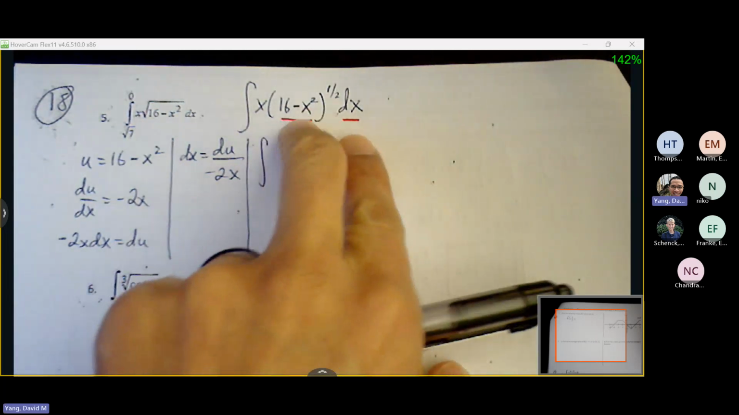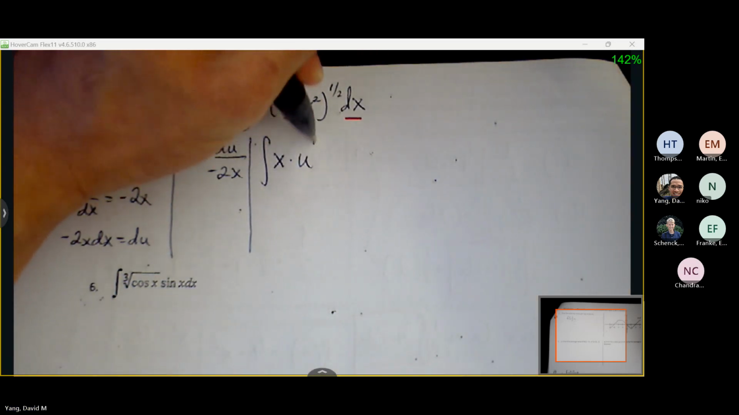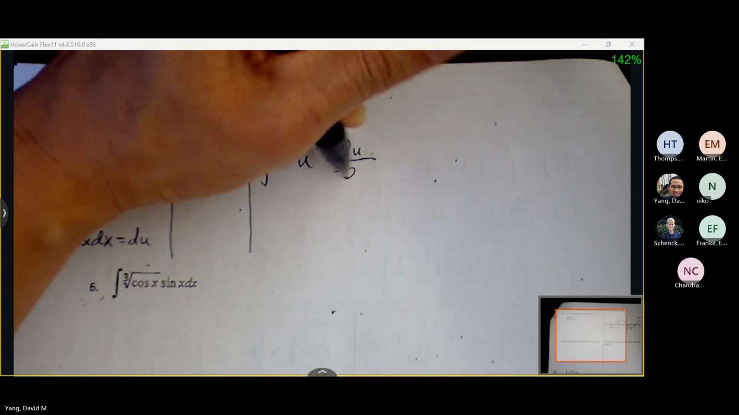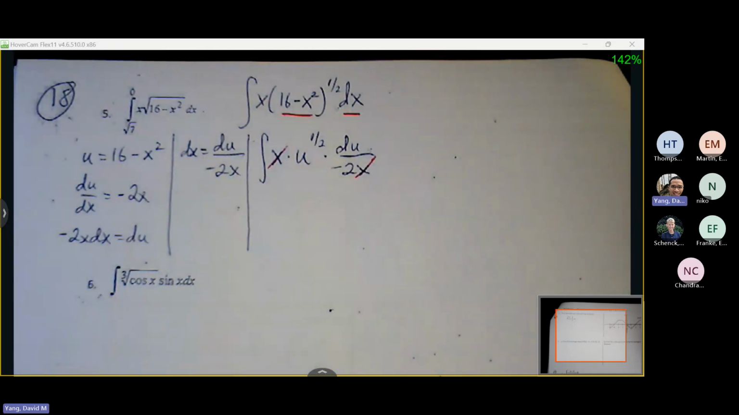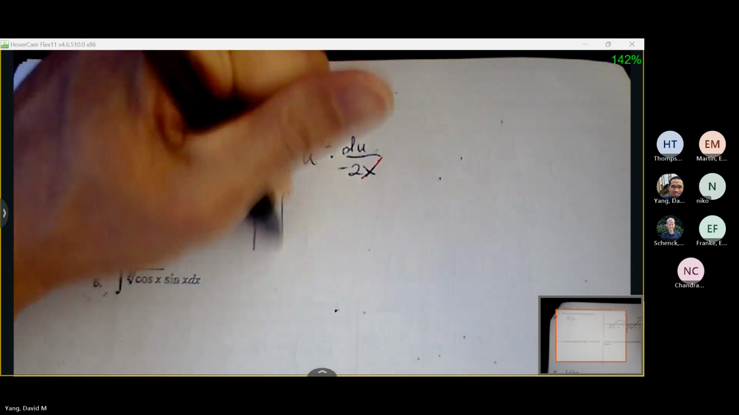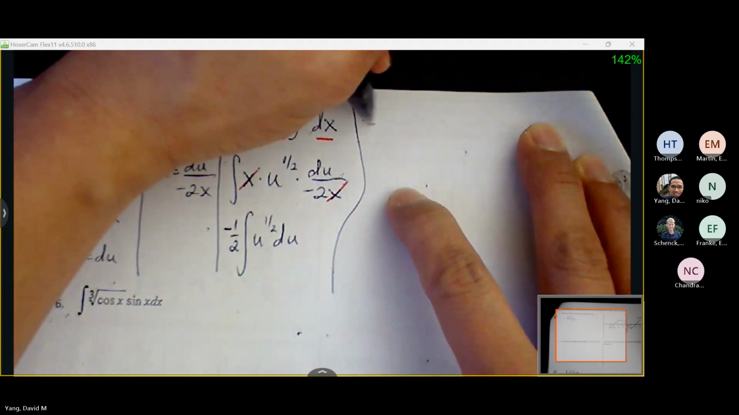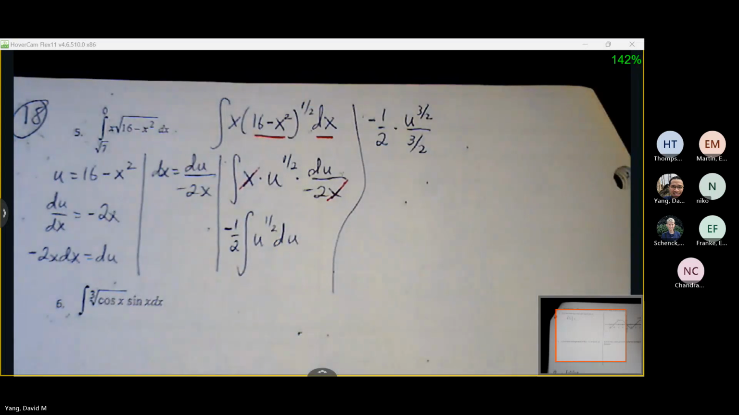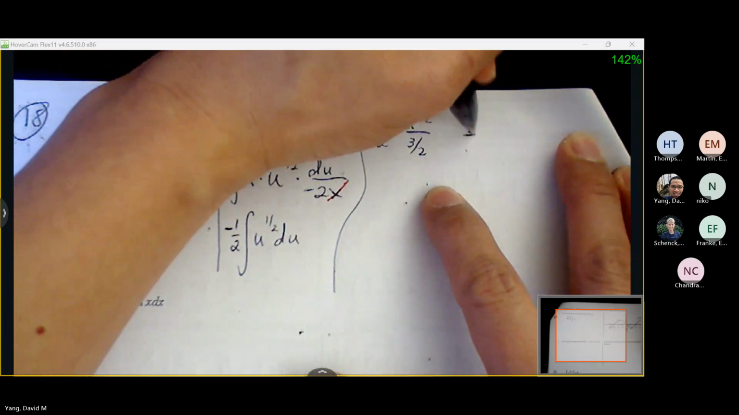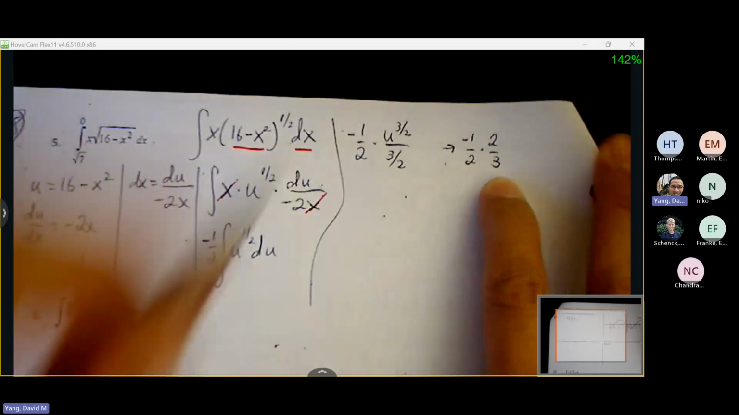Okay, make your substitutions, replace the underlying portions with in terms of u, and then keep everything else. All right, x's go away. Don't forget about that -2, which is going to be a -1/2. -1/2 times 2/3, because I'm flipping that 3/2 up.